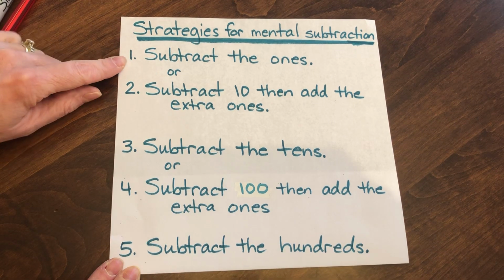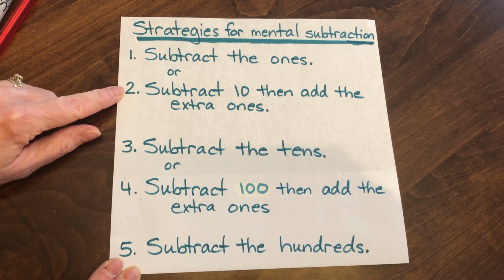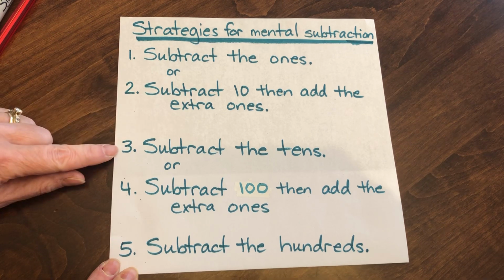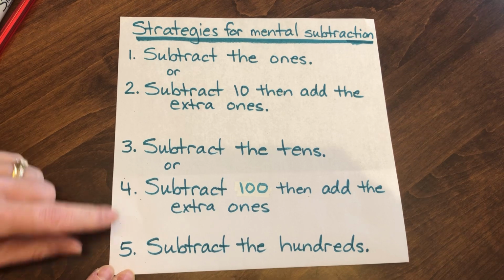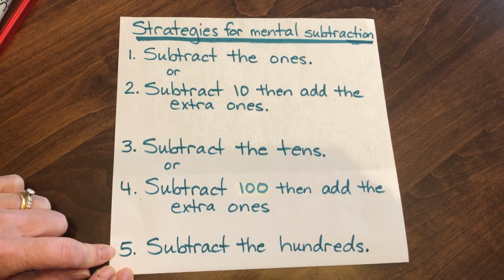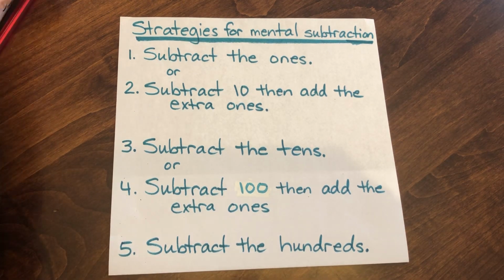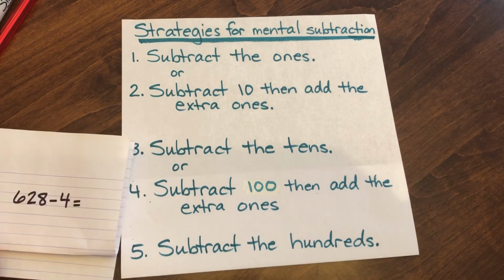You can start by subtracting the ones. You could also subtract 10 and then add the extra ones. You could subtract the tens, subtract 100, then add the extra ones, or subtract the hundreds, and now your brain's going to explode. No, don't let that happen. Let's start at the top. We'll give an example here of a wonderful math problem where you're going to subtract the ones.